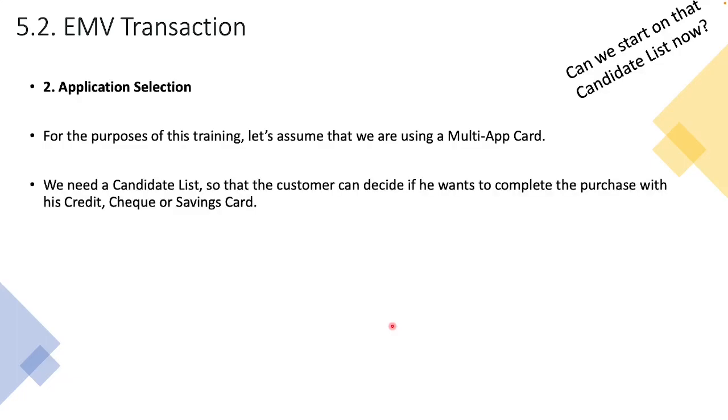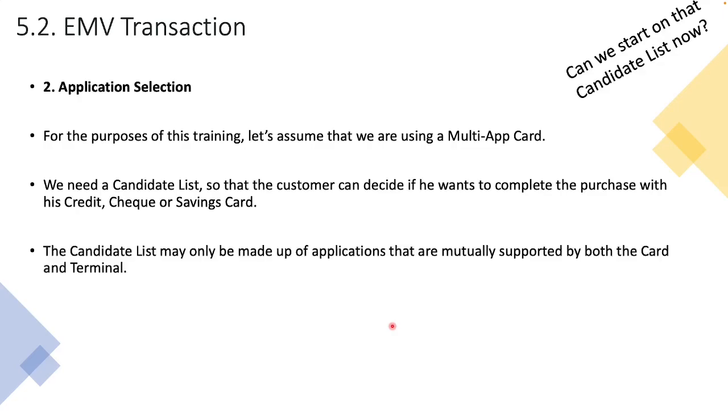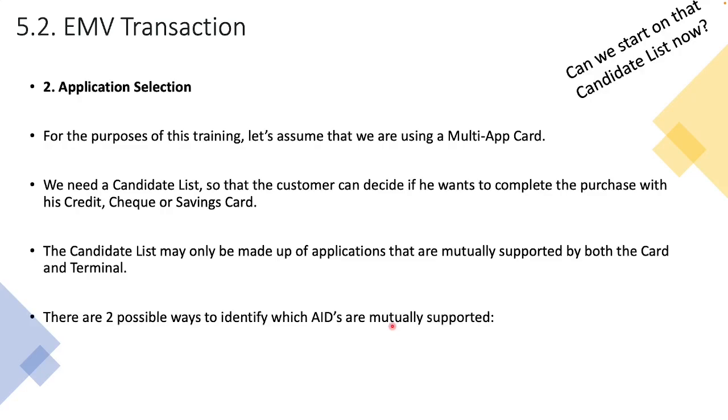So we need a candidate list so that we can present it to the customer and let them decide which of the 3 cards they would like to use, right? The credit, check, or savings. The candidate list may only be made up of applications that are mutually supported by both card and terminal. Okay. Now, there are 2 possible ways to identify which AIDs. We know what an AID is. We've talked about it in previous videos. An AID is an application identifier. And there are 2 possible ways to figure out mutually supported AIDs: implicit selection and explicit selection.